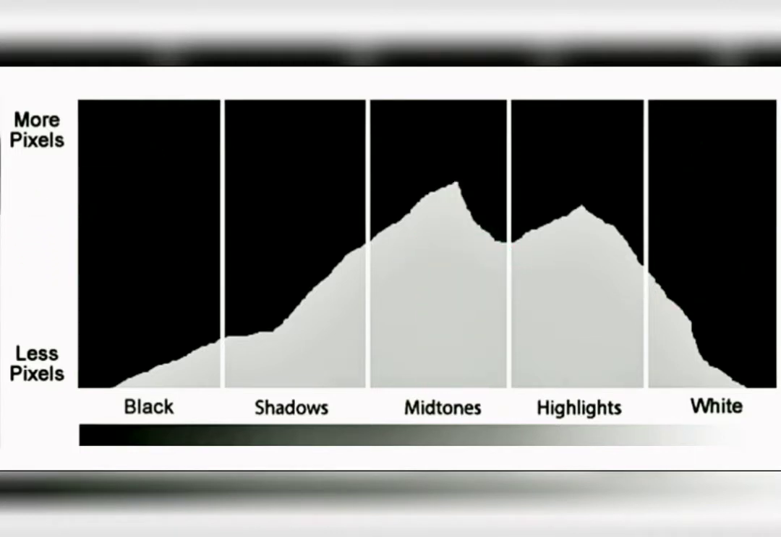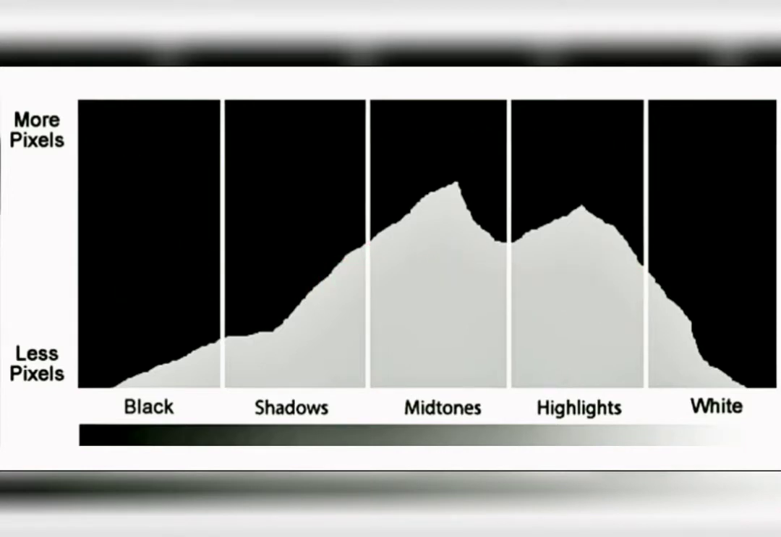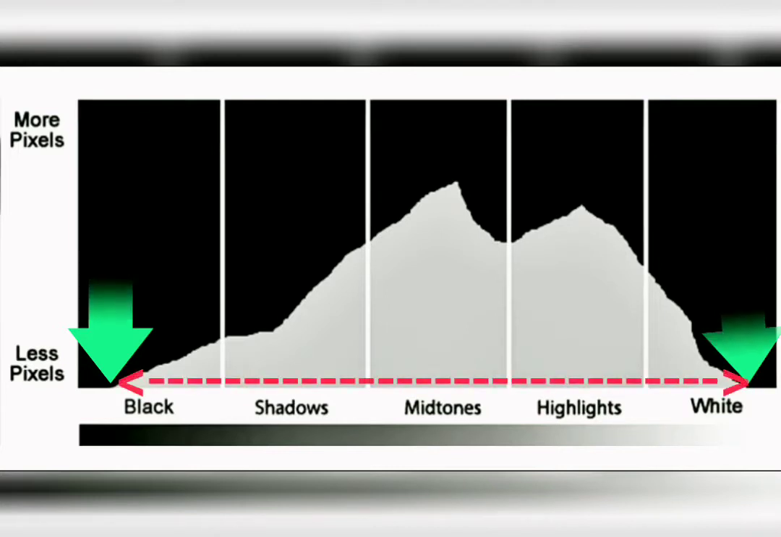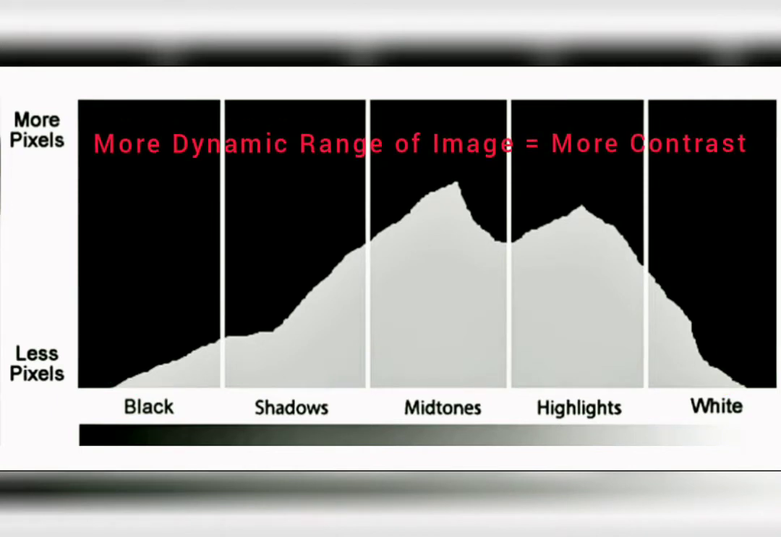Now let's talk about the darkest shadow and the lightest highlight to get the idea of dynamic range. Where the histogram drops to 0 on the left, there are no pixels in the image darker than this. Similarly, where the histogram falls to 0 on the right, there are no brighter pixels in the image. These 2 points define the dynamic range of the image, the range between its darkest and lightest part. The greater the dynamic range of an image, the more contrast it exhibits.